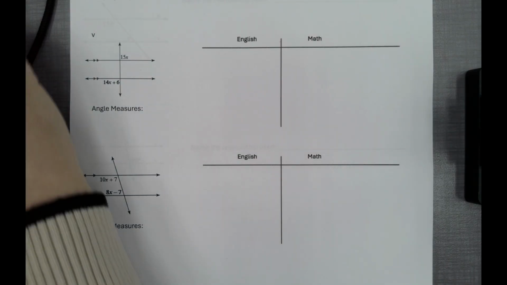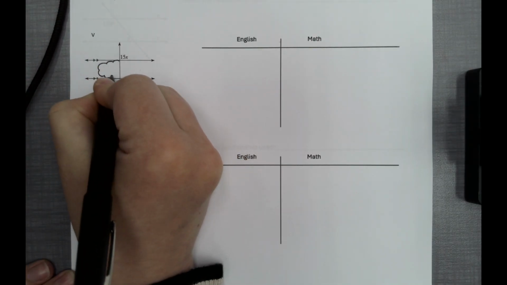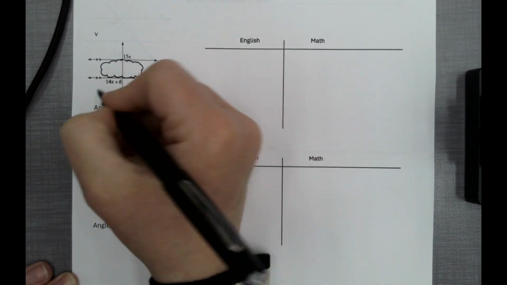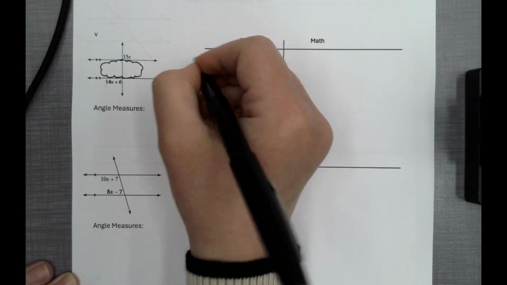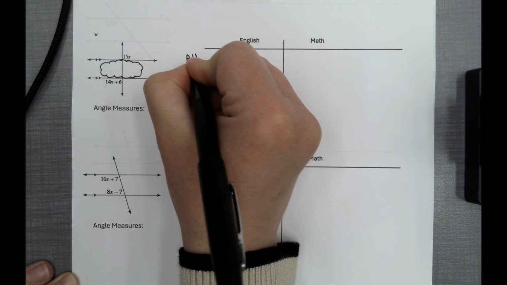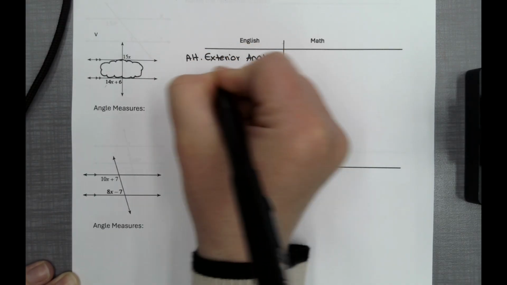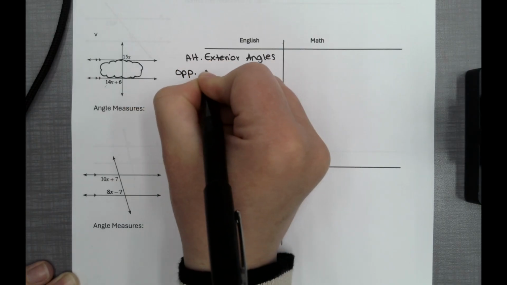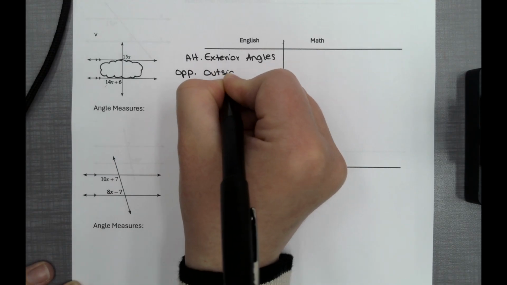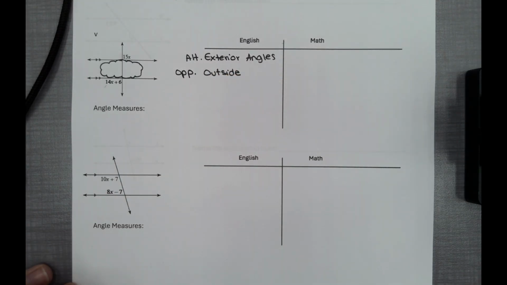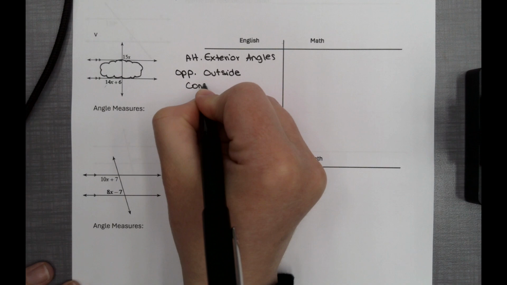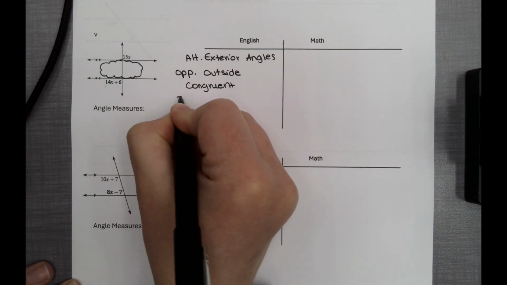Moving on. Again, let's do this one quickly. Here's your inside. So the angles are not on the inside, they are on the outside, and they're on opposite sides of the transversal. So these are alternate exterior angles. That means they are on opposite sides of the transversal, and they are on the outside of the parallel lines. And what does that mean? That means that they are congruent. And if they are congruent, they are equal in measure.